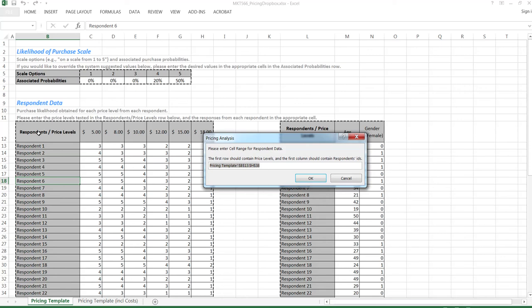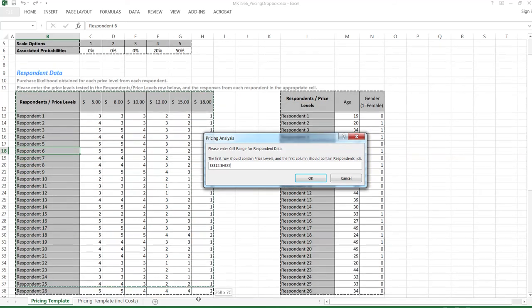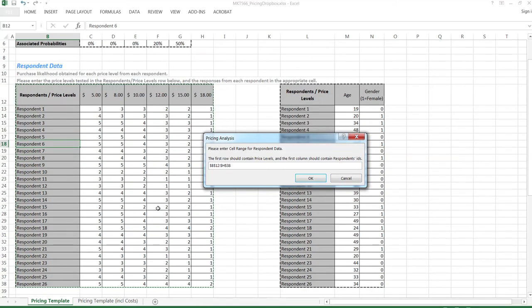Now to do that, be sure to first indicate the different prices that they were shown, as well as their responses for all 26 respondents. Now, before we click OK, note we have this additional data here, this age and gender data for each respondent. That's not used in the MEXL analysis. We can use it later when we want to do differential pricing. Click OK.